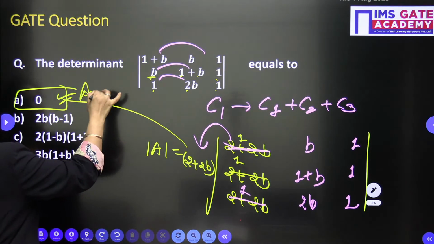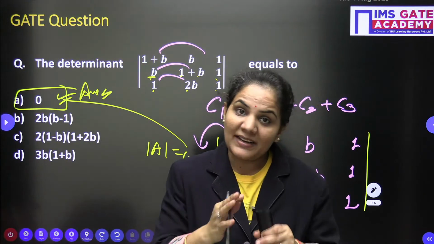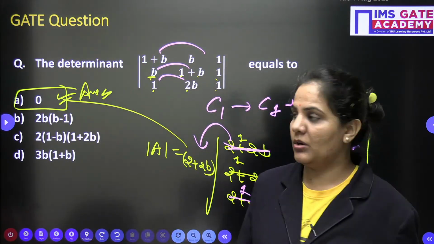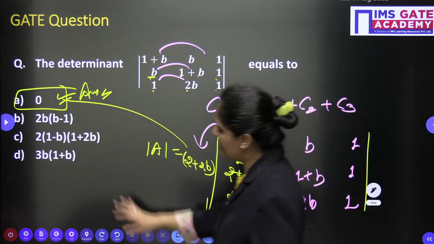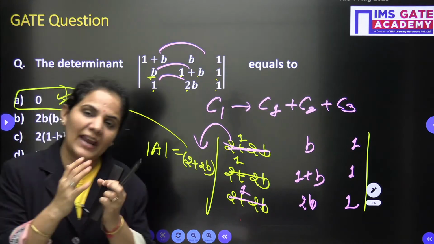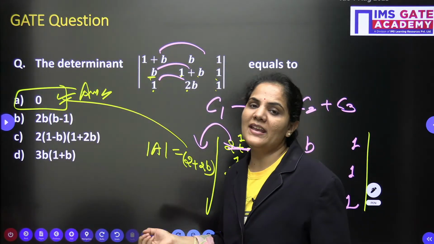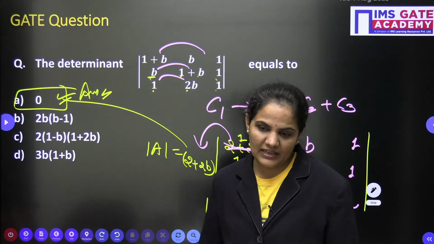It will not take maximum more than 15 seconds. Maximum in 15 seconds you can solve this question. Within 10 seconds you can solve. So between 10 to 15 seconds you can solve this question, which is a GATE problem. If you know the property, if you know the base, then only you can solve it. Otherwise, how will you solve it?